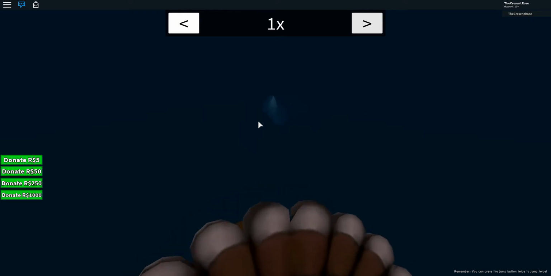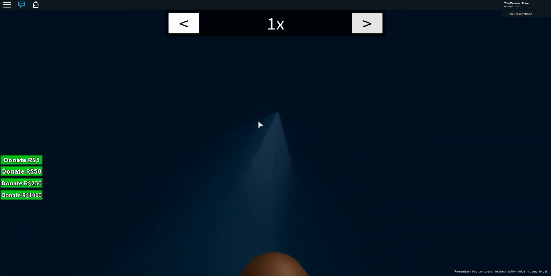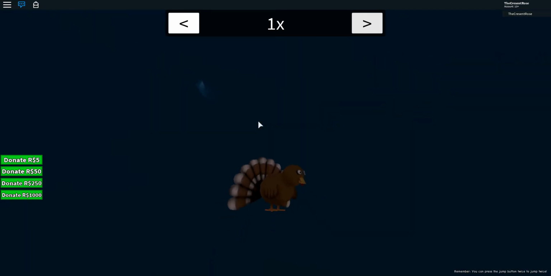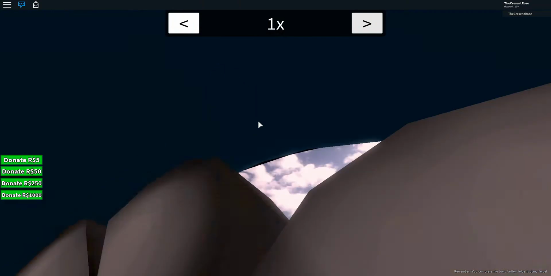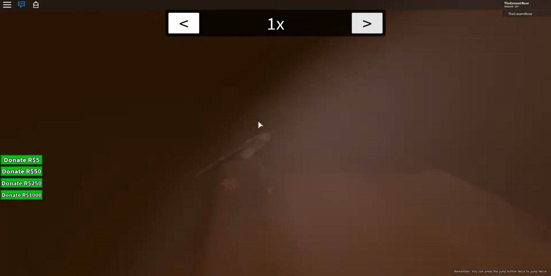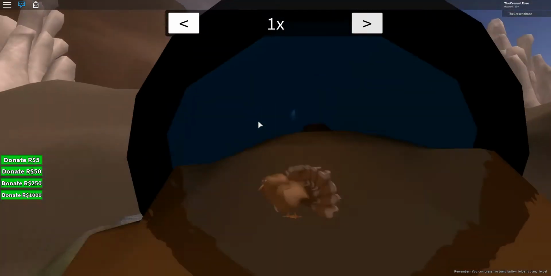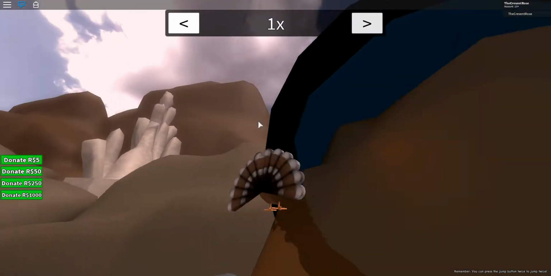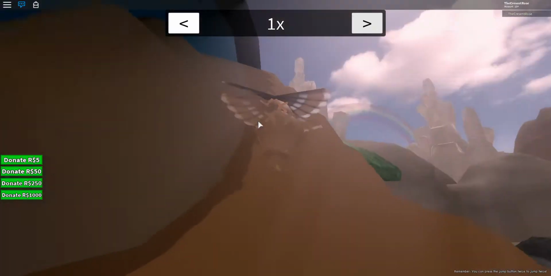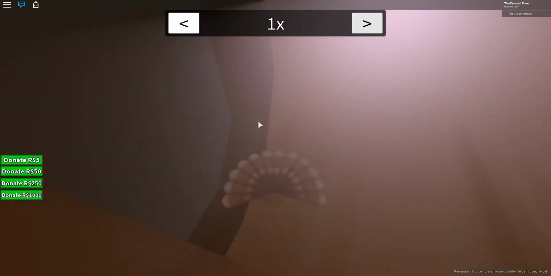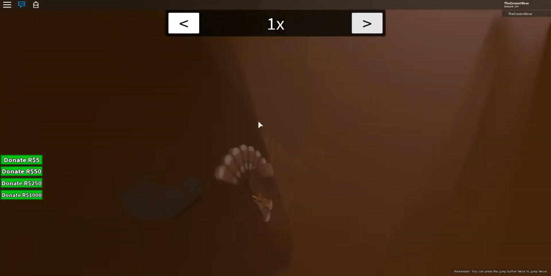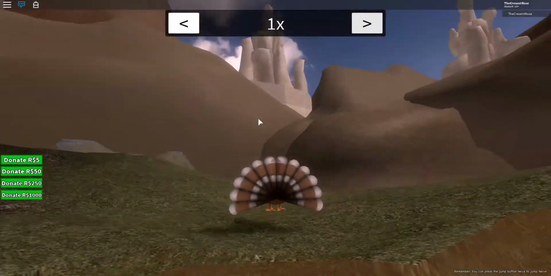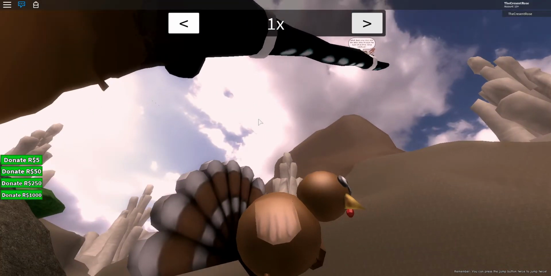Oh, I'm in it. Am I supposed to go inside of this? I think it was supposed to go to the top. I can't double jump like it says I can. There's no way I can just jump on this either.